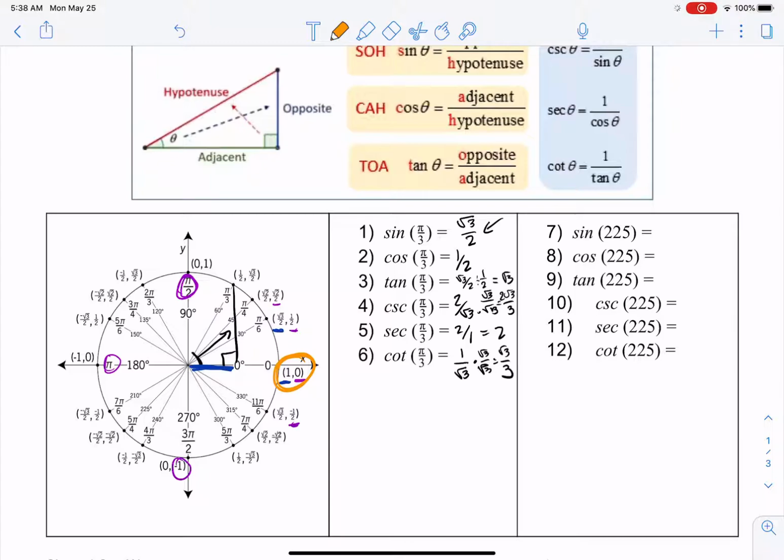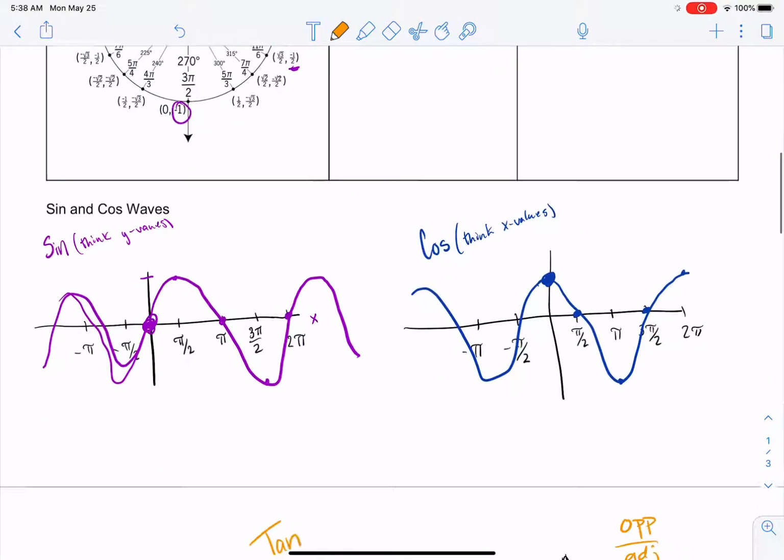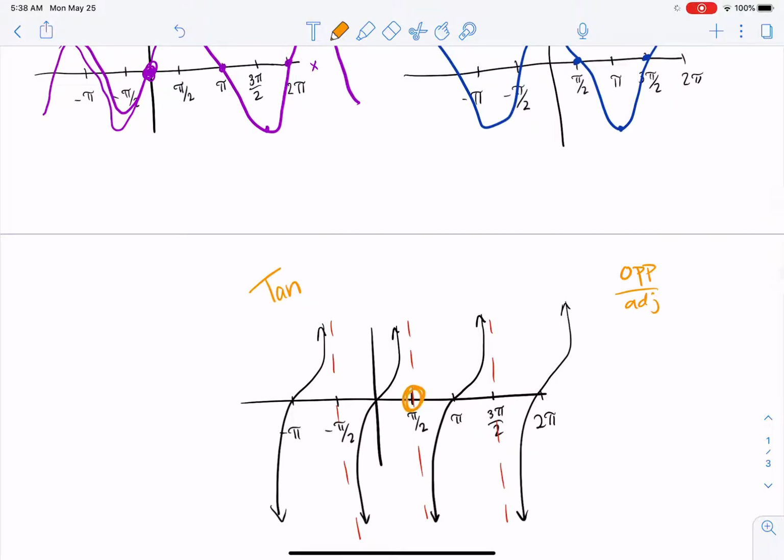That's just 0. But what happens when we get up here? Well, now I have my opposite is 1, and my adjacent is 0, and I am not allowed to divide by 0. So right here, I would be dividing by 0. I would get 1 over 0. Well, that's undefined, so we get an asymptote, because we know that values that are undefined, when we go to graph them, we get an asymptote for those. So we end up with asymptotes every single time we try and divide by 0. So every single time that we have an x value of 0, we're going to end up with an asymptote.